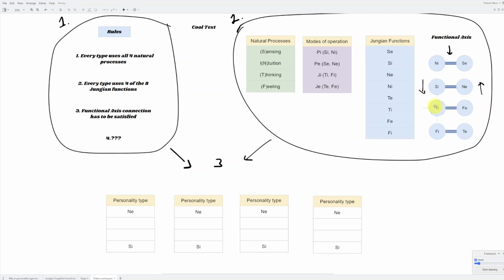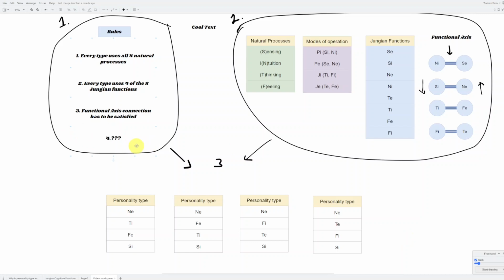So the options are, let's first try to use this one, TI-FE. So we can have TI here, and the last one has to be FE because we have to use all the 4 processes. And then we can start the opposite, so FE-TI. Then we can try with the last one as well, FI-TE, or TE-FI. So those are all the options so far, but it turns out that 2 of those are not actual types, and this is why we need this 4th rule. So maybe you can try to guess which ones are not correct and why.